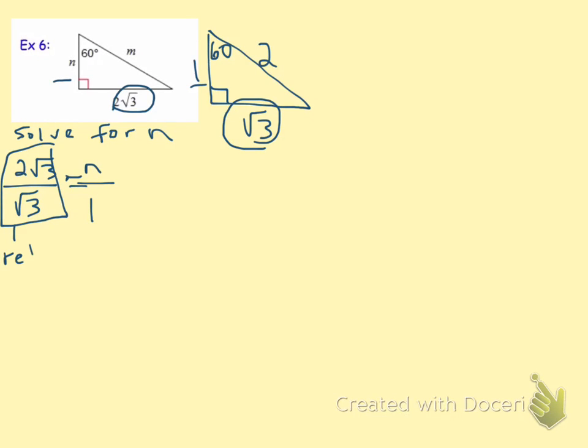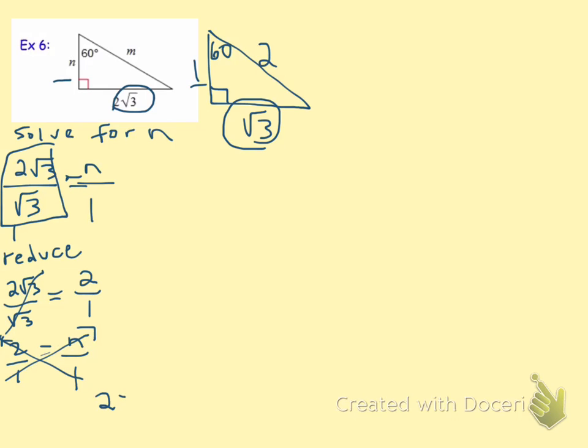2 root 3 over 3 can be reduced because I have a root 3 on the top and a root 3 on the bottom. The root 3 over the root 3 cancel because it's both on the top and the bottom. So I'm just left with 2 over 1. So if I rewrite my equation, I'm left with 2 over 1 equals, going back from the top, n over 1. This makes it much easier to cross multiply. So 2 times 1 equals n times 1. So I'm left with 2 equals n.